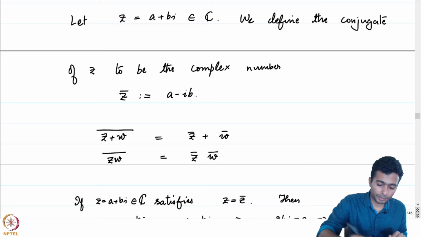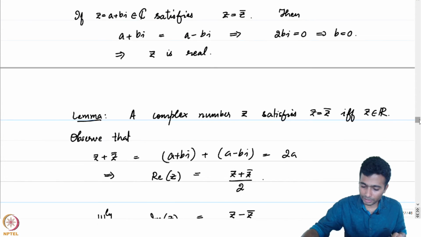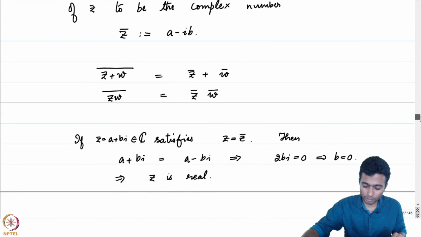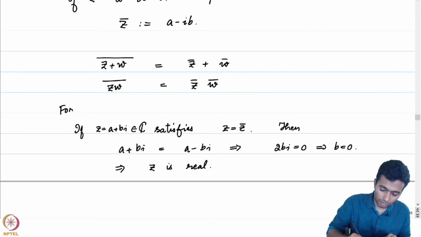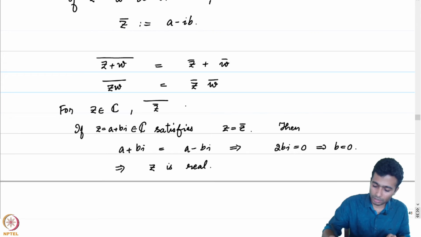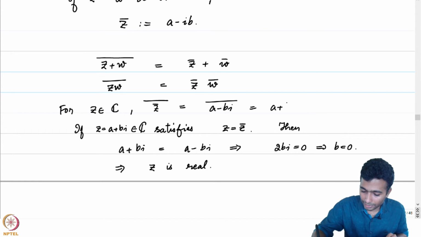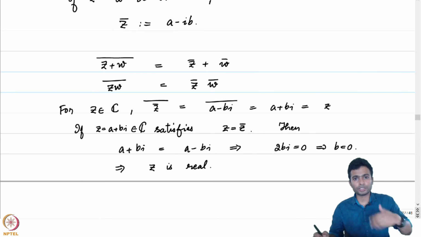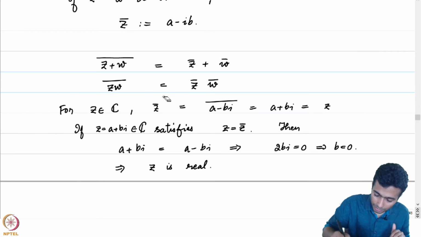So from here, an immediate observation would be that conjugation, the process of conjugating, is an involution. So for z in C, notice that z bar bar is just the conjugate of a minus bi, which is a plus bi, which is equal to z. So if you take the conjugate of a complex number twice, you get back the complex number z itself.